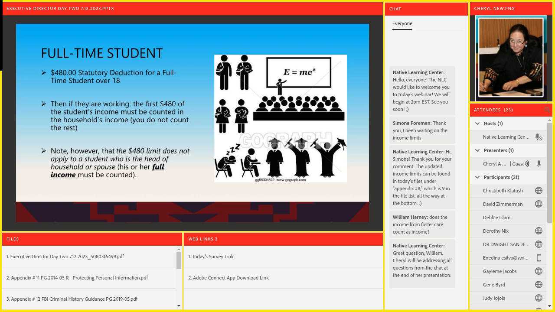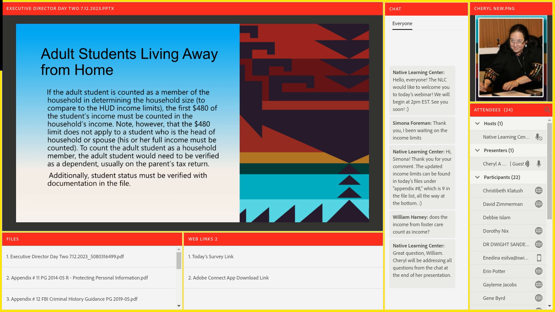So let's say it's your son, you're 40 and 45 and your son's 18, so he's not the head of household or the sole occupant, and he works, he could make $30,000 a year, as long as he's going to school full time, and you would just count that first 480 of their income, okay? So they'd get a 480 deduction as a dependent, and then you'd have to count the first 480 of whatever they make, and that's all you count. But make sure they're in school full time, and you should verify basically that you're counting them on your taxes.